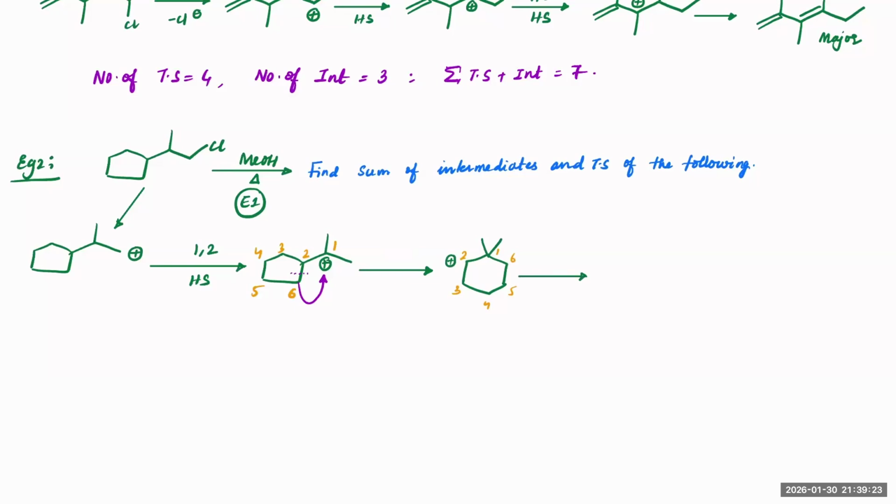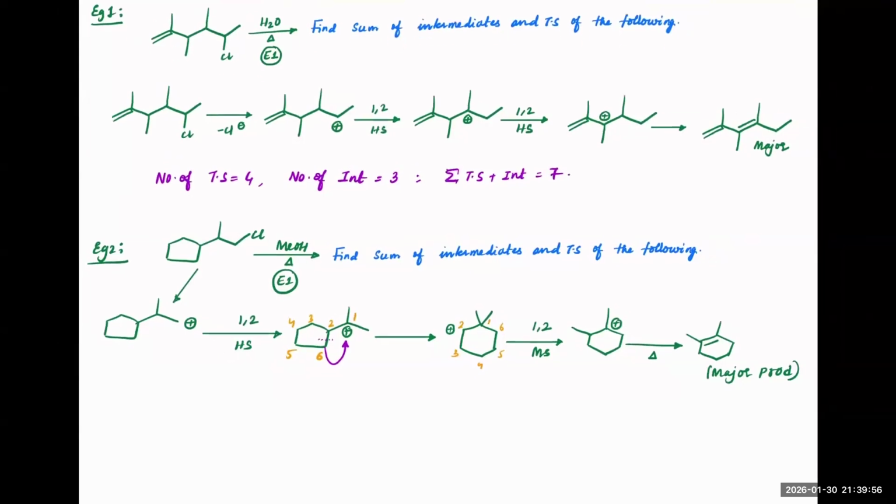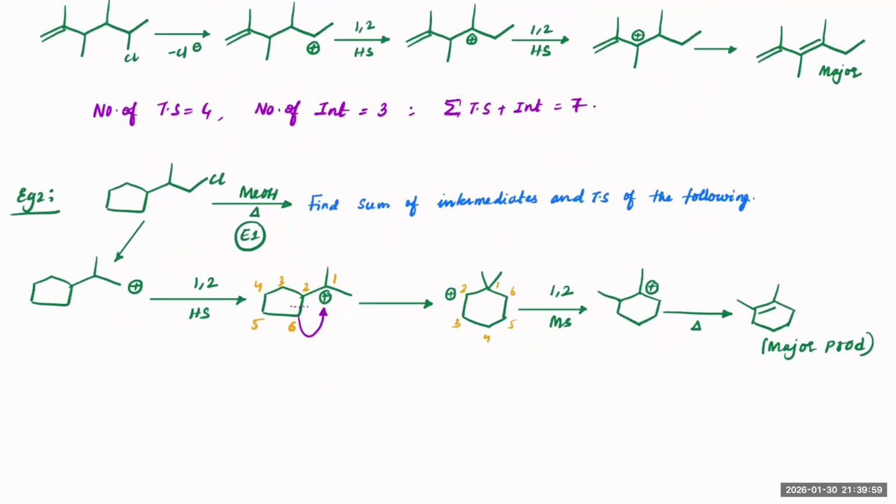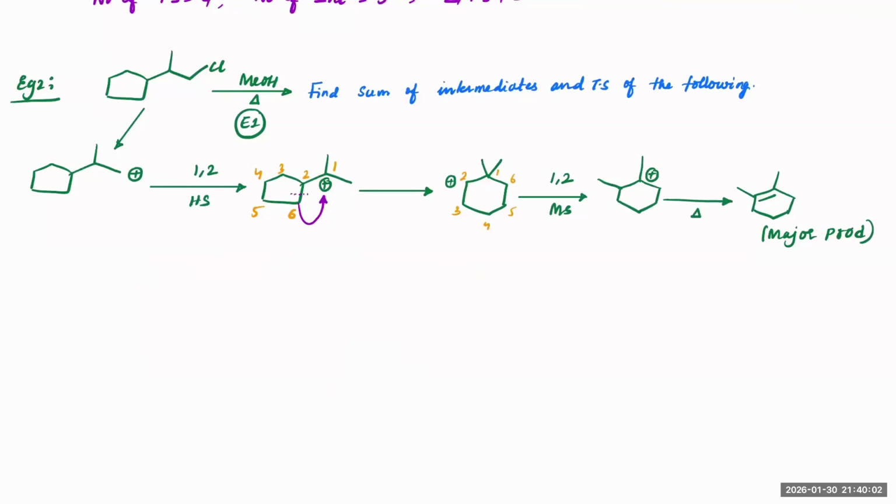Once you get that, you can notice that this is secondary, and if a methyl shifts, it can become more stable. So a 1,2 methyl shift will take place. Methyl will come here, this methyl will stay, and the positive charge will come here. Thereafter the elimination will take place. Finally, you will get a double bond in this position. This is the major product. Everyone, please check.